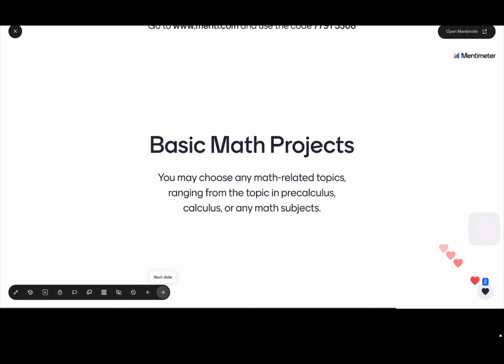But it should be related to mathematics. Okay? It's related to math-related topics. You can have the topics from our class like pre-calculus, basic math, or maybe calculus if you want, or any math subject you can choose. Or outside of that, you can still choose as long as it has relations to math. So it's supposed to be a really wide spectrum.